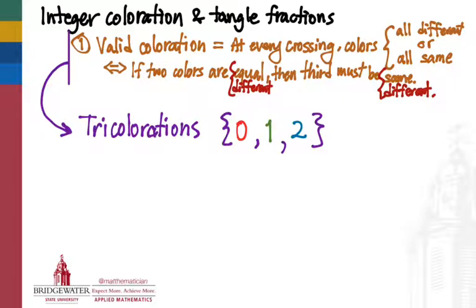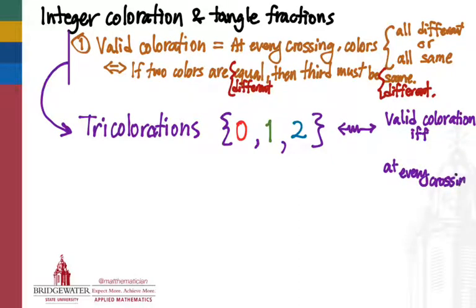Then we found out last time that tricolorability, a valid coloration, means that a certain equation is true at every crossing. What was the equation? x plus y plus z is 0 mod 3. Yeah, there we go. x plus y plus z had to be congruent to 0 mod 3.